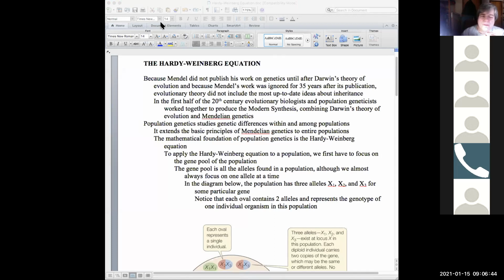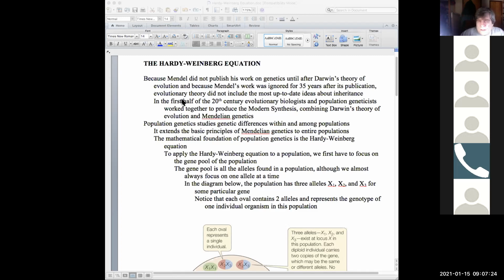So remember what we said the other day. Mendel didn't publish his work on genetics until 6 years after Darwin published his theory of evolution. And Mendel's work was really lost to science for 35 years until 1900. Nobody realized its significance. So because of this, evolutionary theory was never really updated. Until after 1900, evolutionary theory didn't include the most relevant ideas about inheritance and genetics. Mendel's work was never incorporated into Darwin's work.